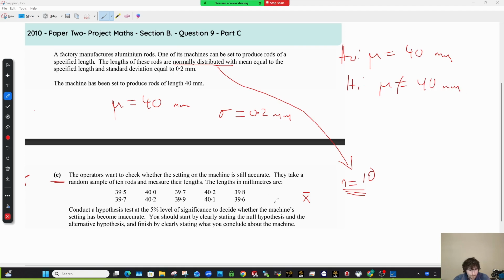Okay. And whether the machine setting has become inaccurate. Yeah, and so that will be the thing. H0 would say the machine setting is not inaccurate, it is still producing 40 millimeter rods. And H1 would say mu does not equal 40 millimeters. And this would say the machine has become inaccurate and is no longer producing 40 millimeter bars.